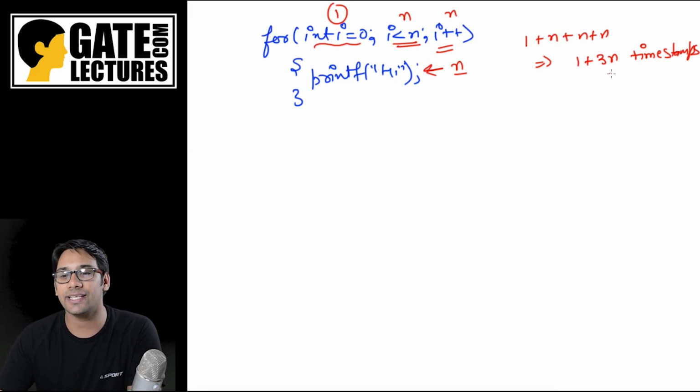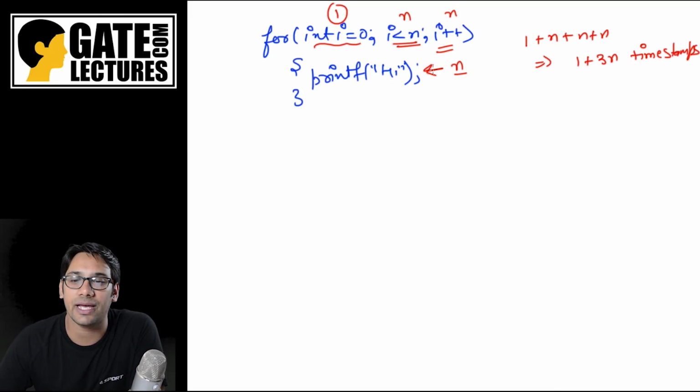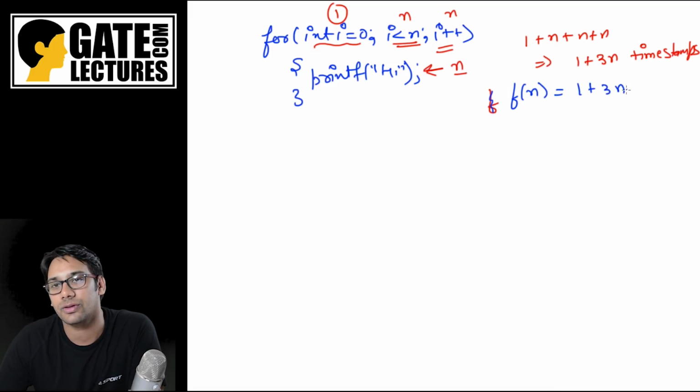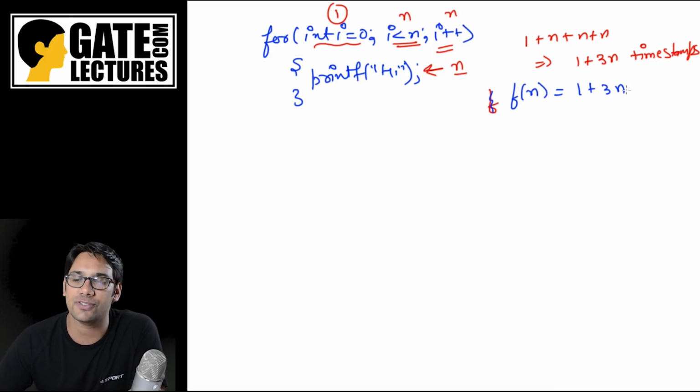Here this n is a variable. If n is variable, I can represent this by using a function like f(n) = 1 + 3n. If the size of n is bigger, then this value is bigger. If the size of n is smaller, then this value is smaller. So we can represent these statements by using a function.